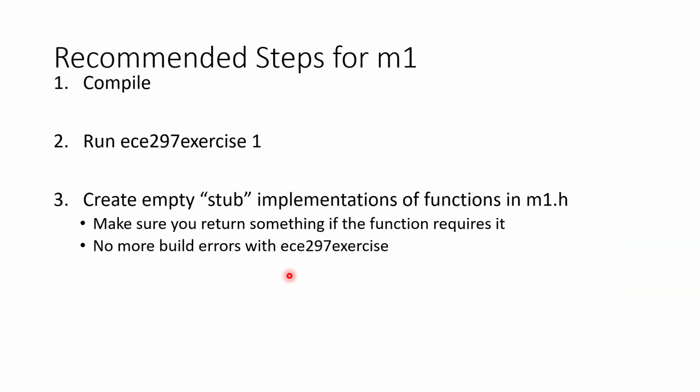So the next thing, to fix all of the undefined reference errors, create empty stub implementations of all of the functions in m1.h. If the functions are returning void, then just create an empty function for that. If the function is returning something, return something empty for that. Do this until you get no more build errors with the ECE297 exercise command.